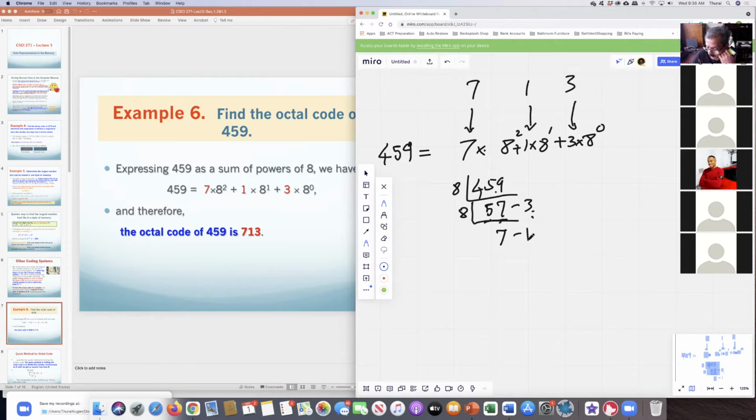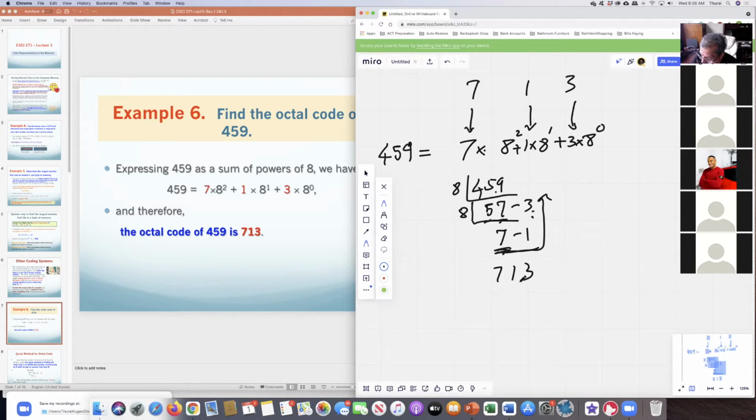So now you read all these digits from bottom up, including the last digit, 7. All these digits will be your code, 713. That'll be your octal code. Now, if you're going from octal code to decimal code, some of your questions will ask you to do that.